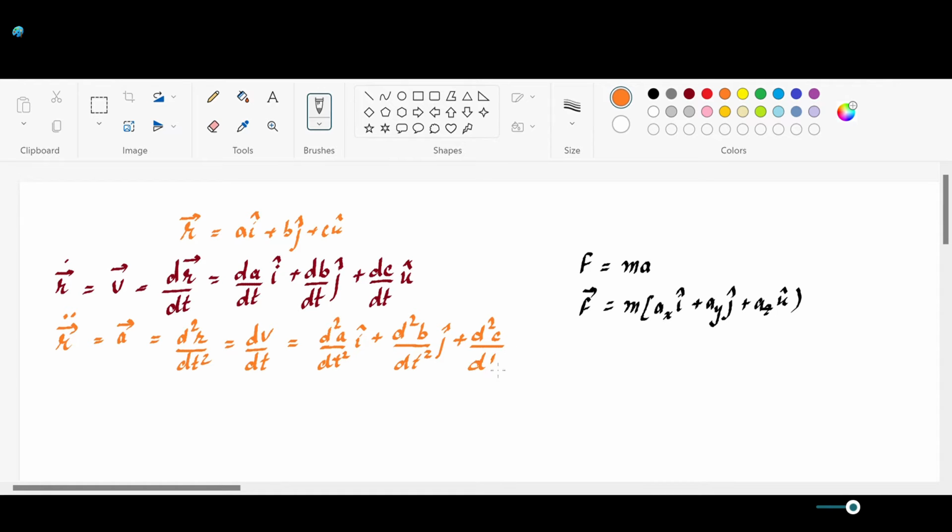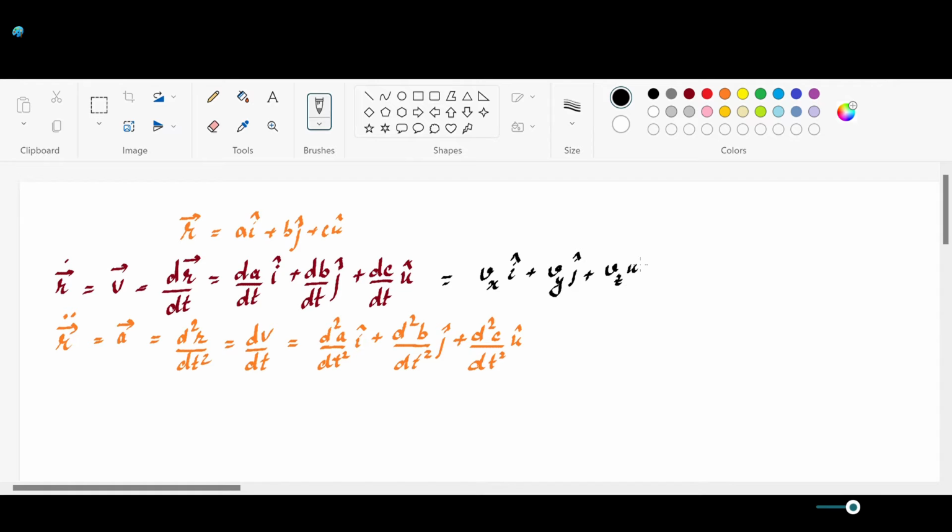Again, I am repeating, these a, b, c are just the coordinates of a given position vector, and if I write in a proper format, dA by dt, a is simply the x coordinate. So dx by dt, the rate of change of x coordinate with respect to time, is nothing but the velocity along the x axis, so vx i cap, plus dB by dt, the velocity along the y axis, so vy j cap, and finally vz k cap. So vx is the rate of change of position of the particle along the x axis, vy along the y axis, and vz along the z axis.